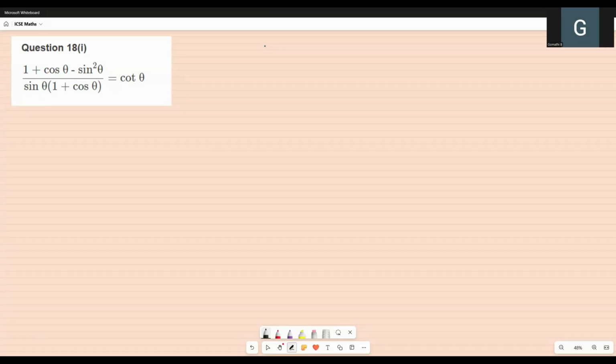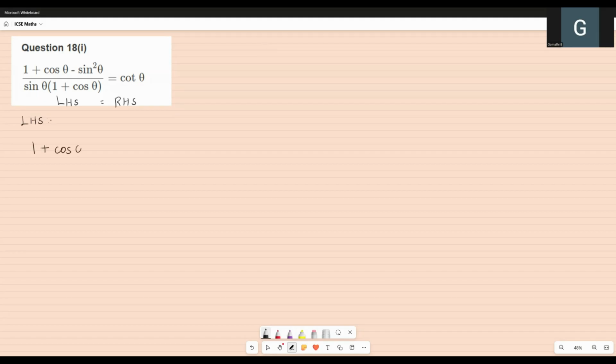In this video, we are going to see question number 8, parts 1 and 2. First we will go with the first sum. This is also a proof sum, we have to prove LHS is equal to RHS, left hand side is equal to right hand side. So first we will take LHS.